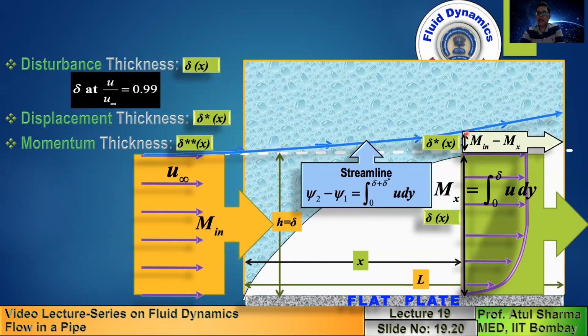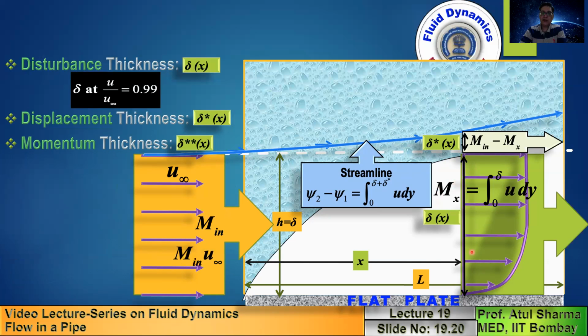And outside the boundary layer, the velocity is u infinity. So if you want to calculate the mass flow rate outside the boundary layer, it will be u infinity times delta star. So this displacement thickness corresponds to a vertical displacement outside the boundary layer, such that corresponding to this vertical displacement, the mass flow rate is equal to the difference of the inlet mass flow rate and the mass flow rate at this axial location.